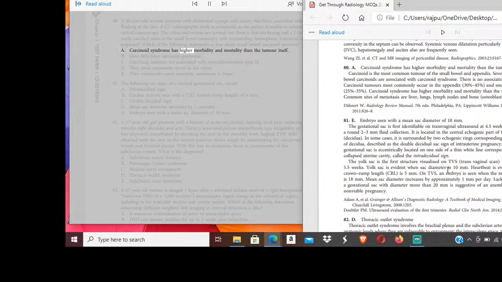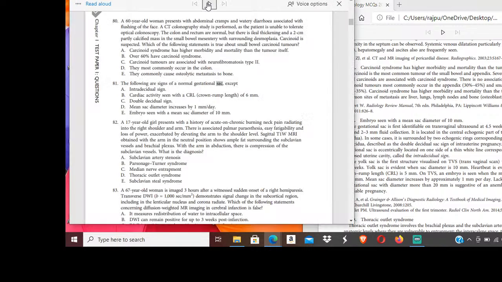A. Carcinoid syndrome has higher morbidity and mortality than the tumor itself. B. Over 60% have carcinoid syndrome. C. Carcinoid tumors are associated with neurofibromatosis type 2. D. They most commonly occur in the colon. E. They commonly cause osteolytic metastasis to bone. 81. The following are signs of a normal gestational sac.